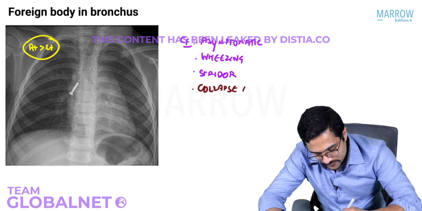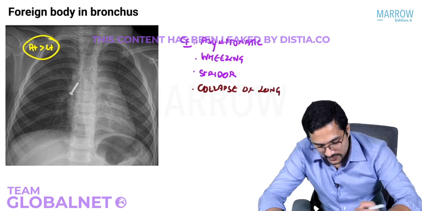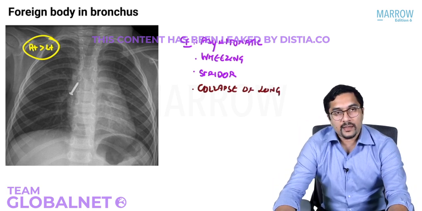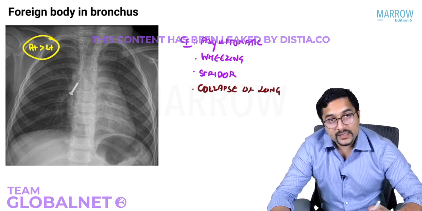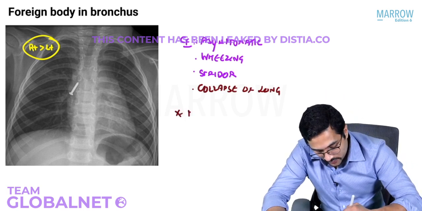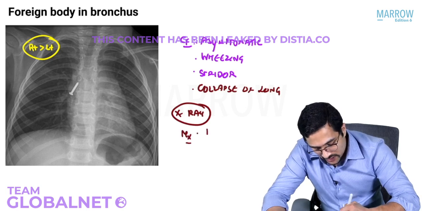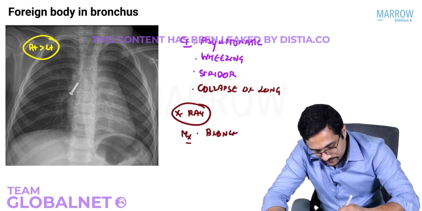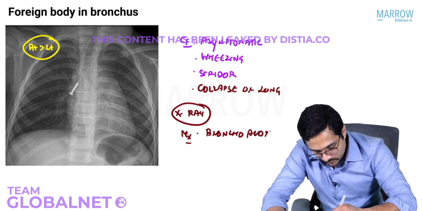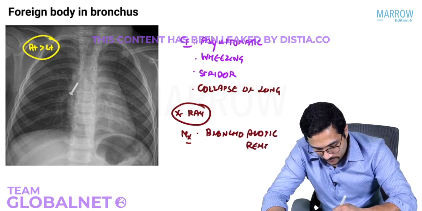These are the various features in a patient with foreign body. You can see the foreign body on an X-ray or a CT. You can see the foreign body, and the management of these patients is bronchoscopic removal of the foreign body.